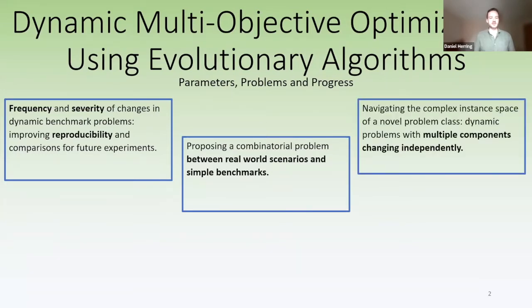Finally, introducing the idea of dynamic problems with multiple independently changing dynamic components and attempting to navigate the complex instance space that's generated. First, however, a brief introduction on dynamic multi-objective optimization and evolutionary algorithms to get us all on the same page.